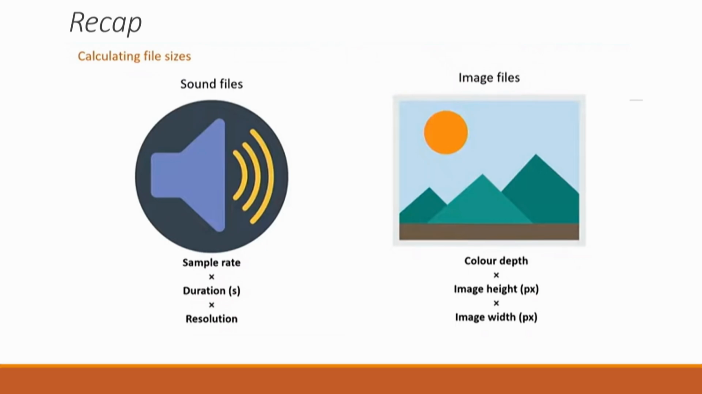Sound file size is obtained by calculating the product of the sample rate, the duration of the sound file, and the sample resolution. The size of an image file can be worked out by multiplying the color depth with the image resolution, which is given by the product of the image height and the image width.